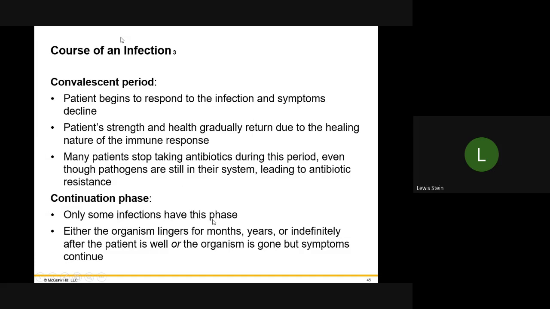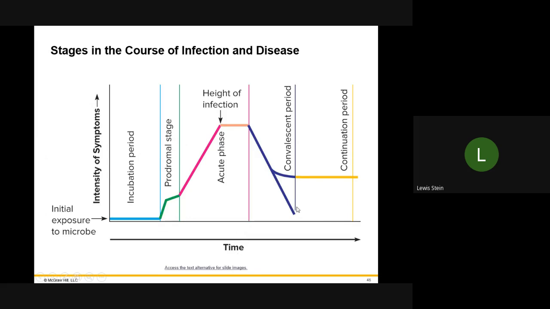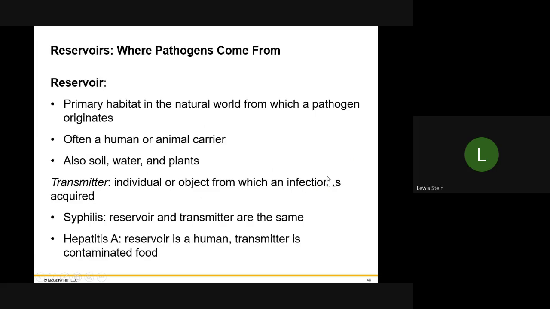Okay, some in the so-called continuation phase linger for long periods of time. You can even see some are symptomatic, some are not. It's an interesting kind of a thing, the so-called continuation, and that's where we start to get into chronic illnesses that are there. A really important area of how we can control things is where we find them.